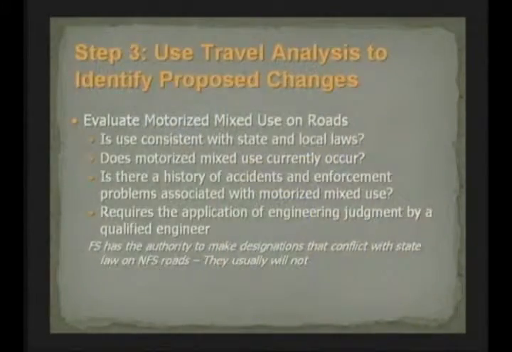When looking at the relationship of state law with proposals for riding opportunities, you need to understand that the Forest Service has the authority to make designations that conflict with state law on National Forest System roads. However, they usually won't exercise that authority.